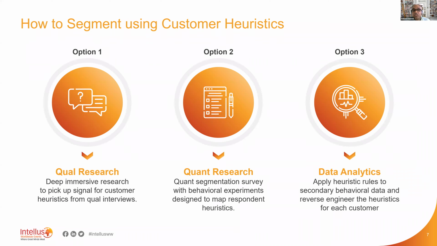So how are you going to get the heuristics of your segments? Let's talk about that. First option is to conduct qualitative research. You will need to find a way to very cleverly disguise interview questions that are probing into the decision heuristics and biases of respondents without them realizing what's happening. We'll show you examples.